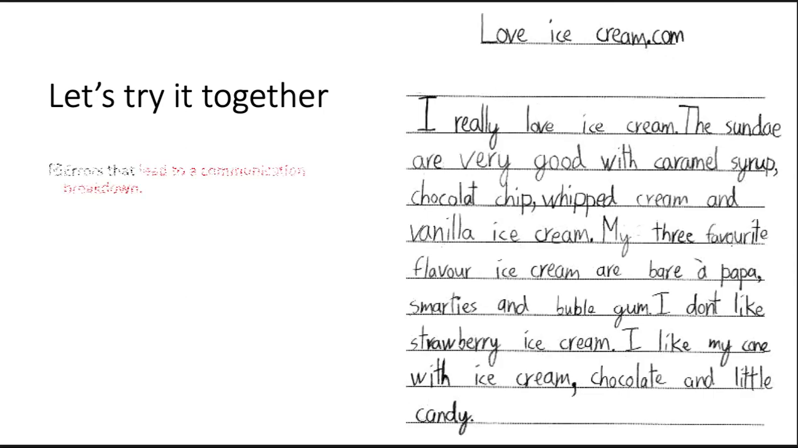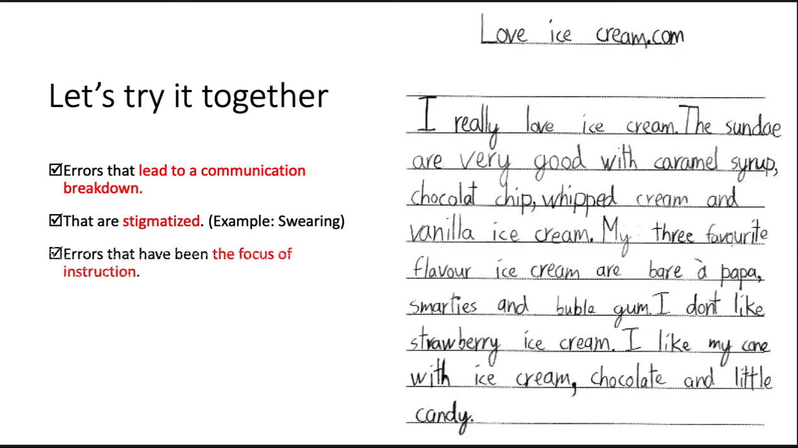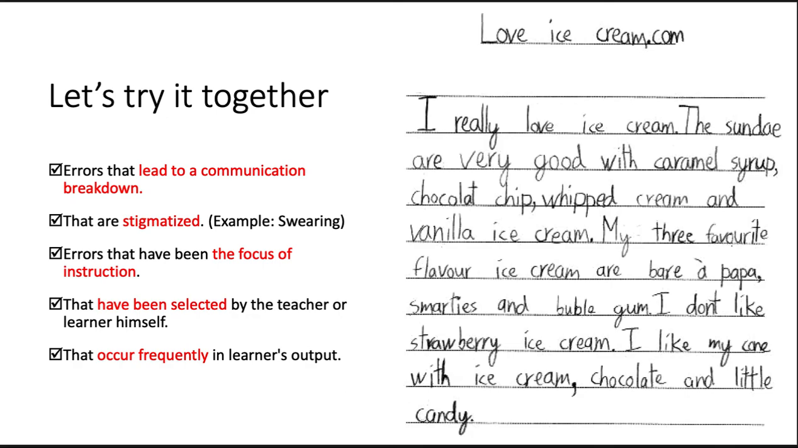What about errors that are stigmatized? Do you see any of these? None here. What about errors that have been the focus of instruction? I don't know. Maybe we can assume present tense verbs, especially sentence structures describing likes and dislikes. I like, I don't like. Not sure. What about errors that have been selected by the teacher or learner himself? Well, this we don't know yet.